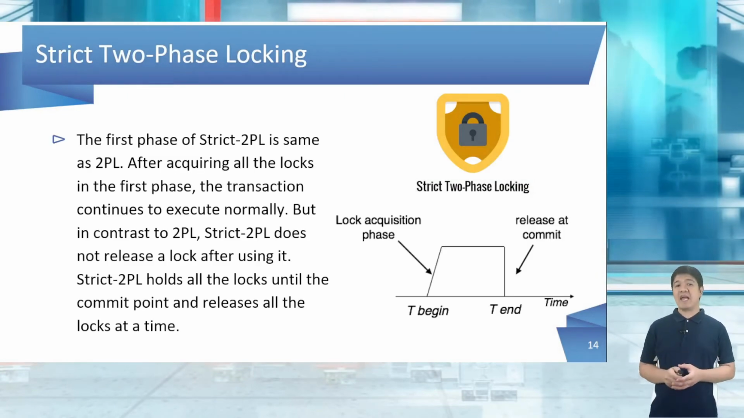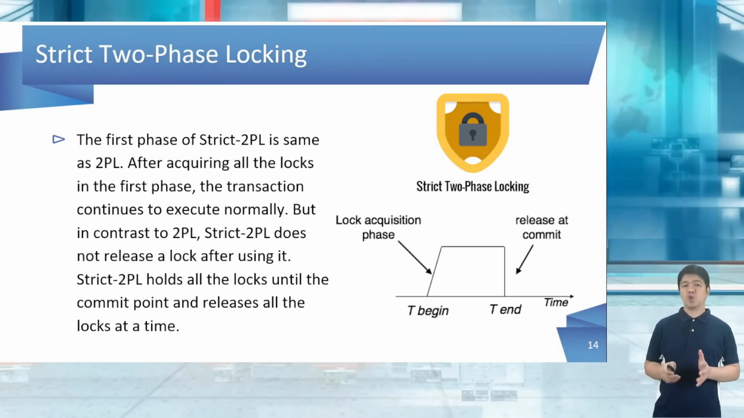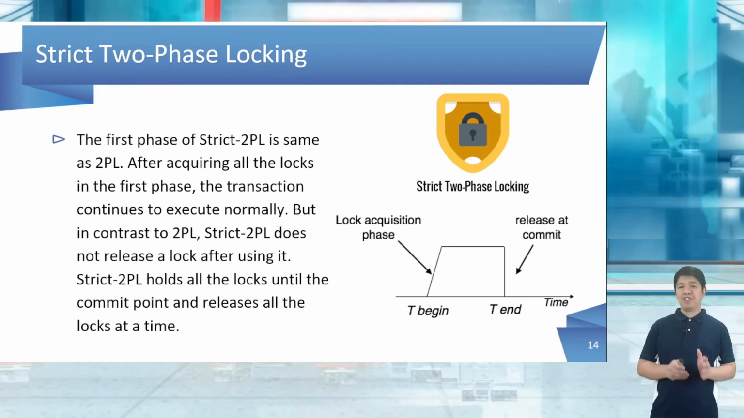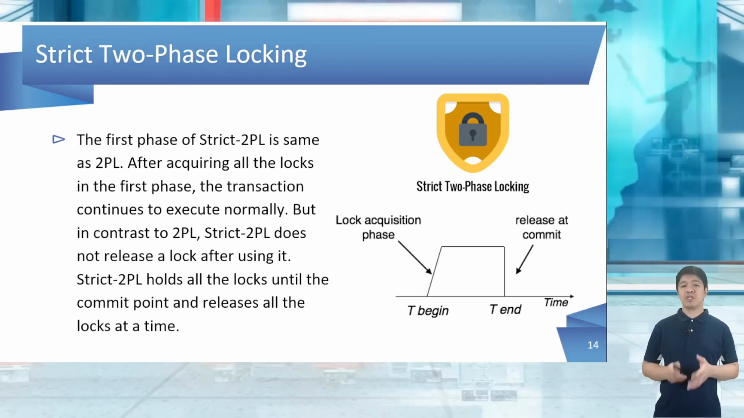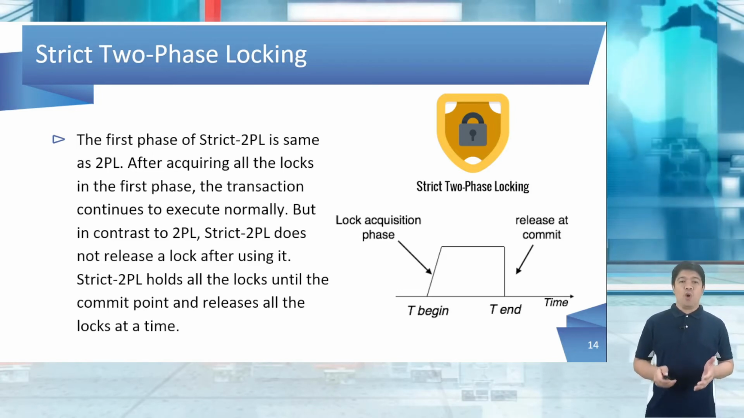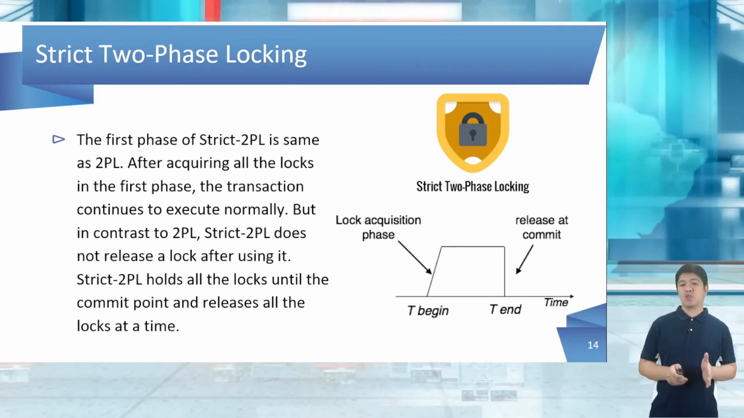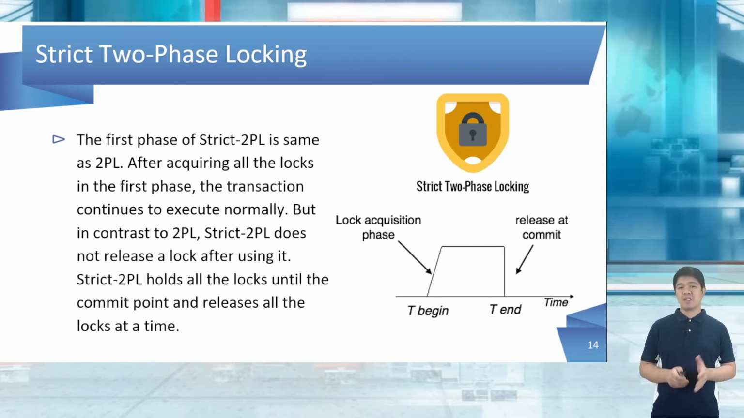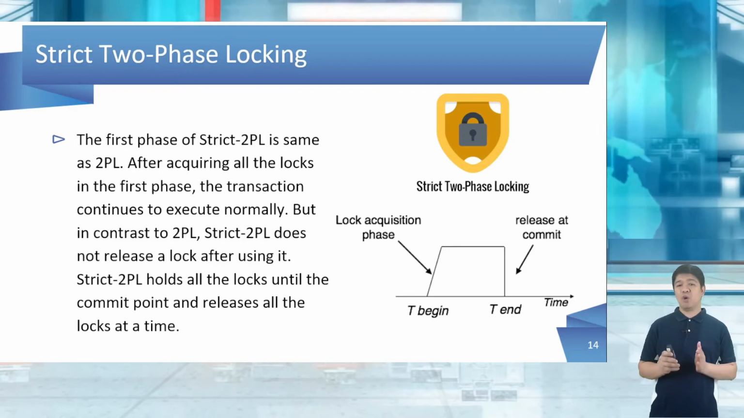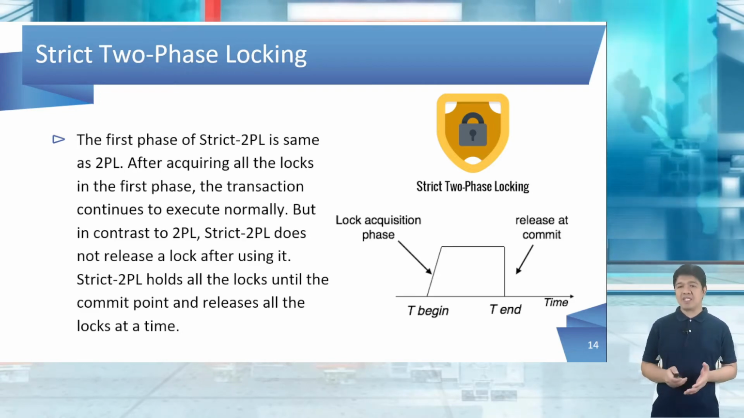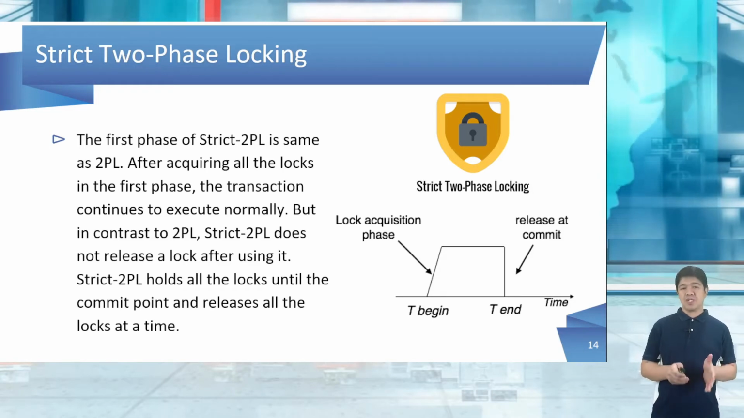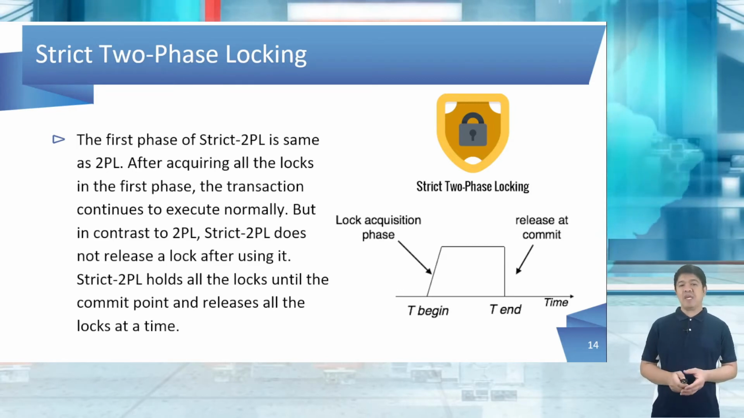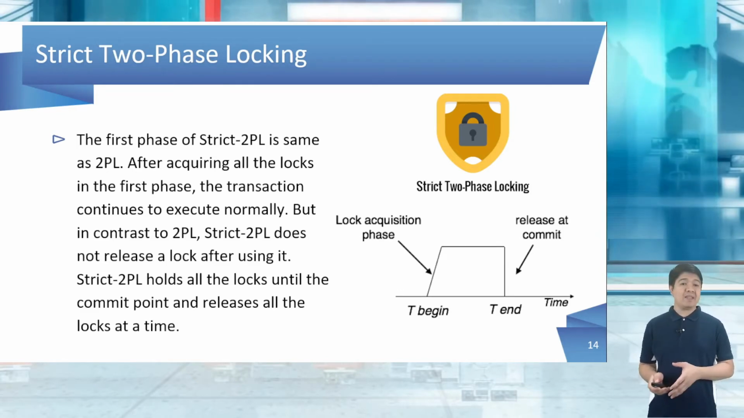Strict two-phase locking. The first phase of strict 2PL is similar to 2PL. In the first phase, after acquiring all the locks, the transaction continues to execute normally. The only difference between 2PL and strict 2PL is that strict 2PL does not release a lock after using it. Strict 2PL waits until the whole transaction commits and then it releases all the locks at a time. Strict 2PL protocol does not have a shrinking phase of lock release. Strict 2PL does not have cascading abort as 2PL does.